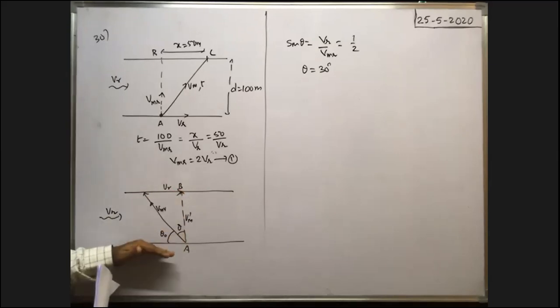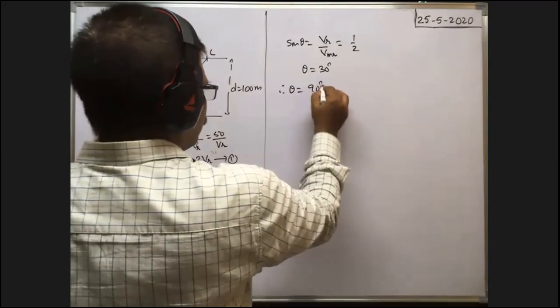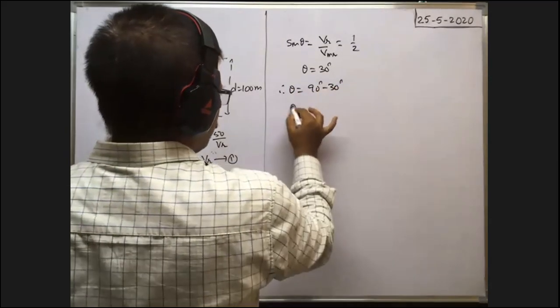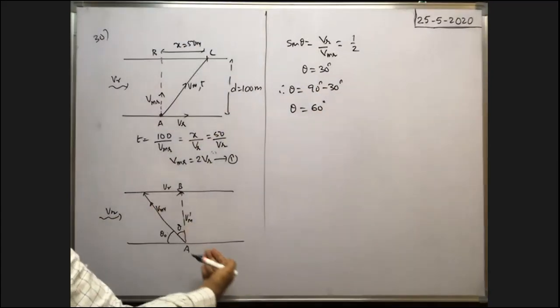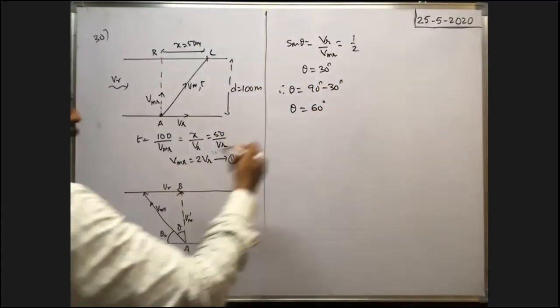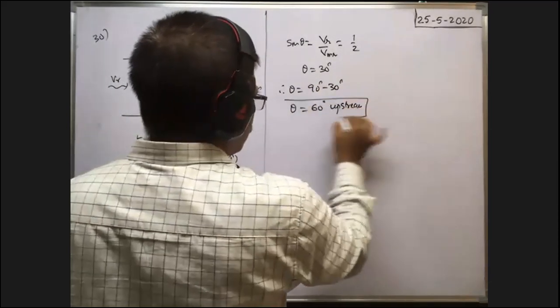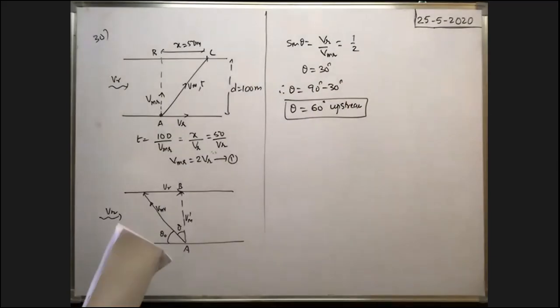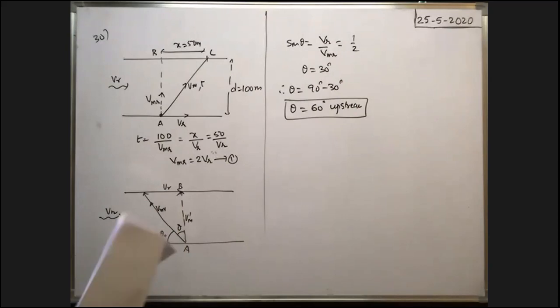But with bank they asked. Therefore, theta naught is equal to 90 minus 30, no? Therefore, theta is equal to 60 degree upstream. Because opposite to the river flow, the man has to swim like this. That's why upstream we have to write. So upstream. So this is the angle with the bank at which the man has to swim to reach exactly the opposite point on the other bank. Okay.